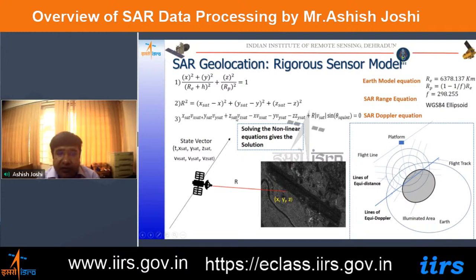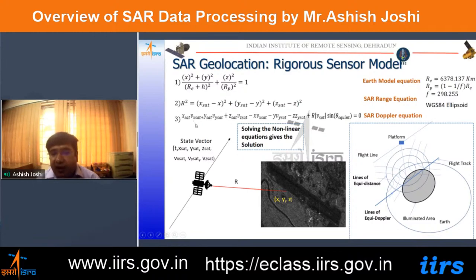This is called the range equation, and this is called the Doppler equation. These three equations are the basic equations for solving the unknown XYZ point of the target. So solving this, we have to find out the XYZ of the position, and here XYZ is called the unknown target position. This is X set, Y set, Z set, our sensor platform's SAR position coordinates, and this is called the velocity.